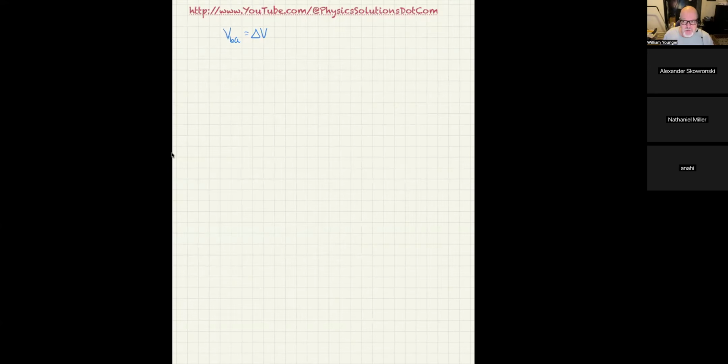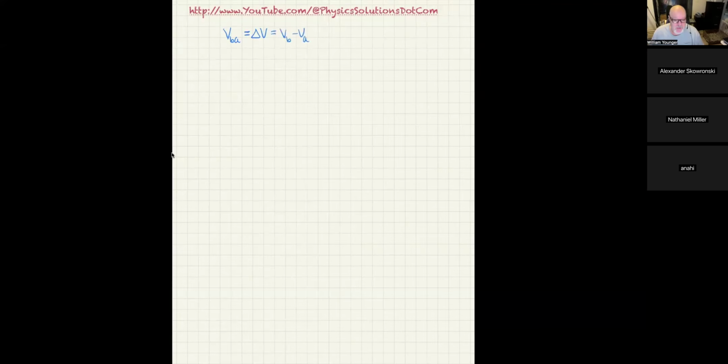If it has the word energy in it, though, it has to be potential energy and have units of joules. This, on the other hand, is going to have units that are different, and I'm going to tell you what that is. But what we're saying here is the voltage from going from A to B is the change in voltage, delta V. And remember, delta V always means final minus initial. So in this case, we're saying V_B minus V_A.